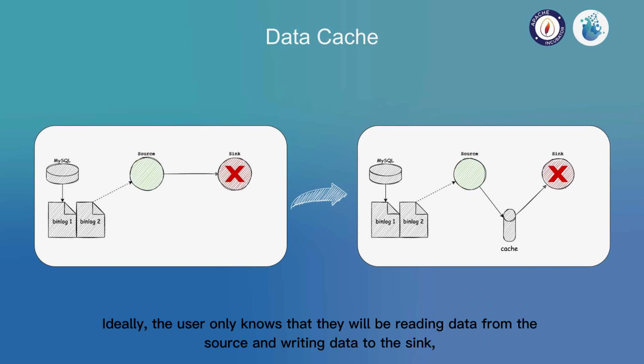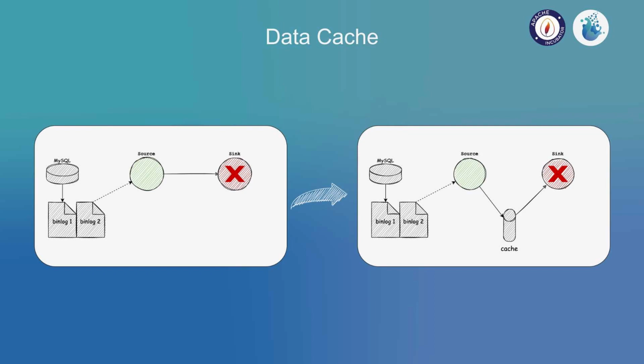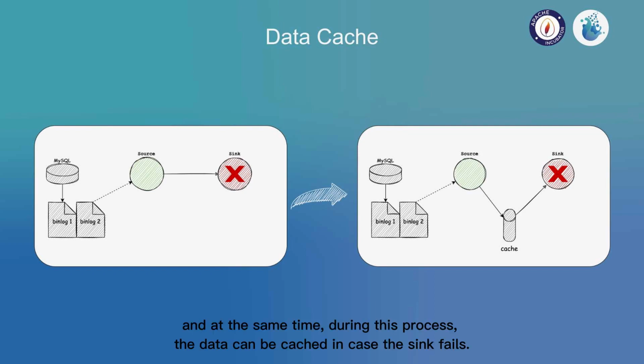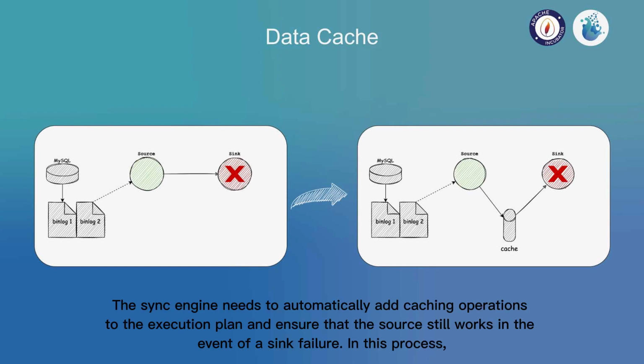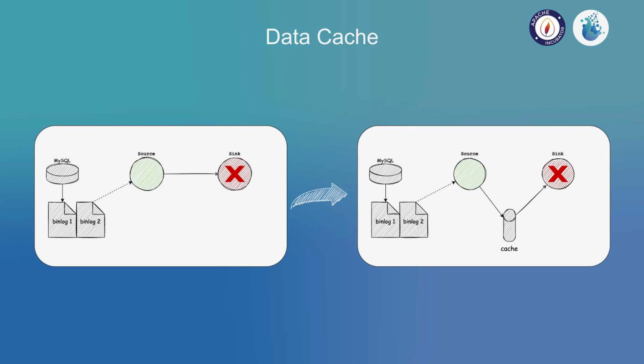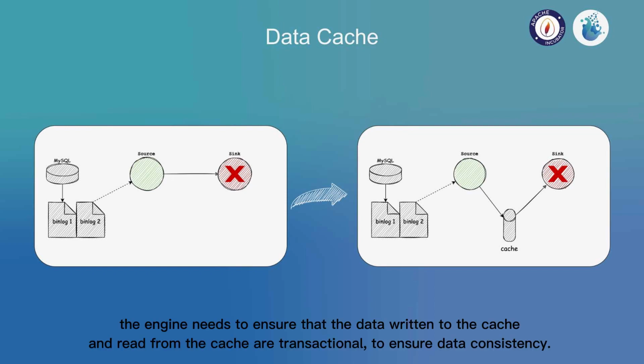Ideally, the user only knows that they will be reading data from the source and writing data to the sink. And at the same time, during this process, the data can be cached in case the sink fails. The sync engine needs to automatically add caching operations to the execution plan and ensure that the source still works in the event of a sink failure. In this process, the engine needs to ensure that the data written to the cache and read from the cache are transactional to ensure data consistency.